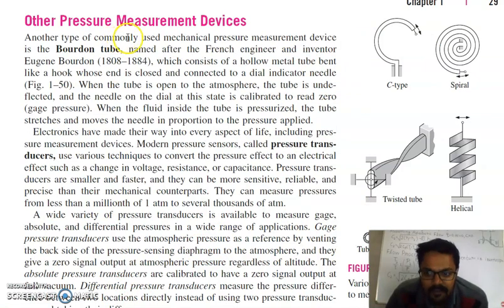There are other pressure measuring devices. Another type commonly used is a mechanical pressure measuring device, that is the Bourdon tube. So this you can see here. Various types of Bourdon tubes are here. The first is C type, second is spiral, third is twisted, then helical.